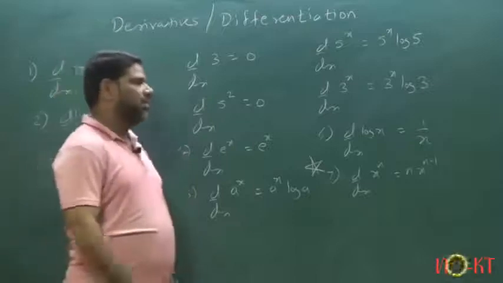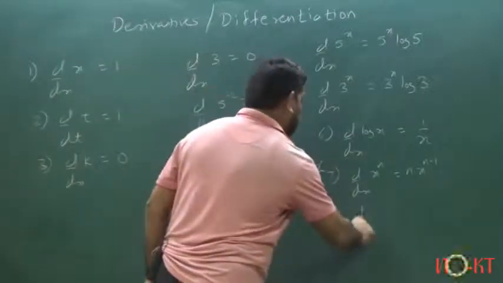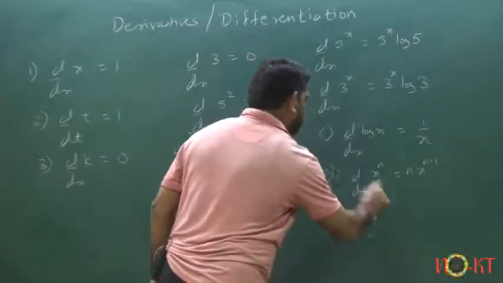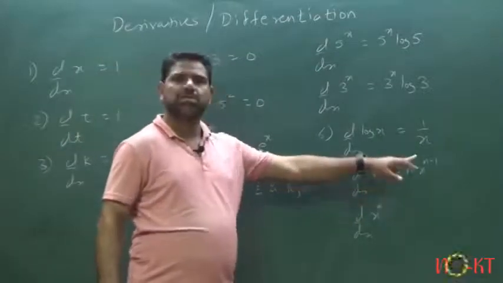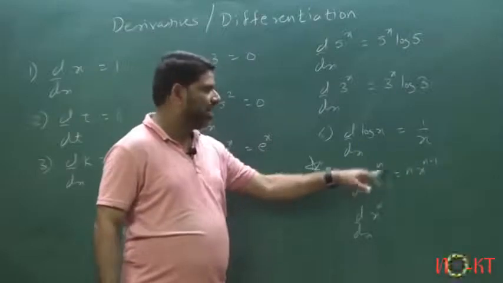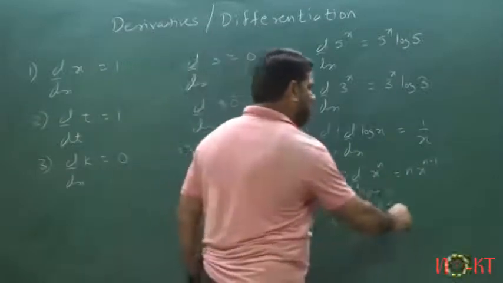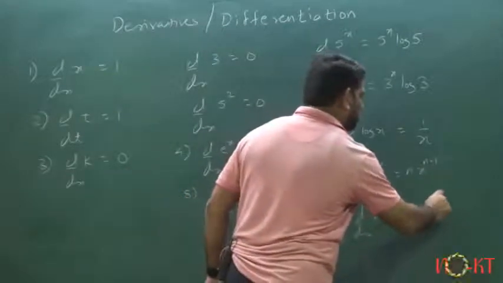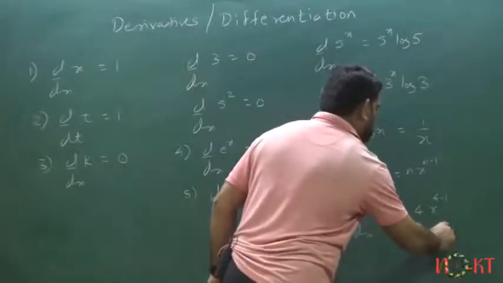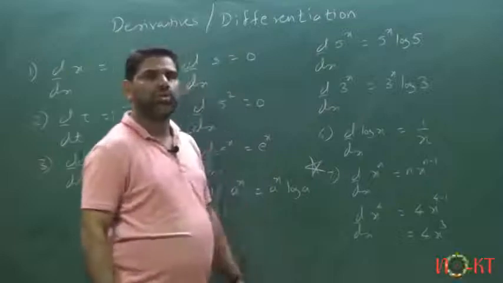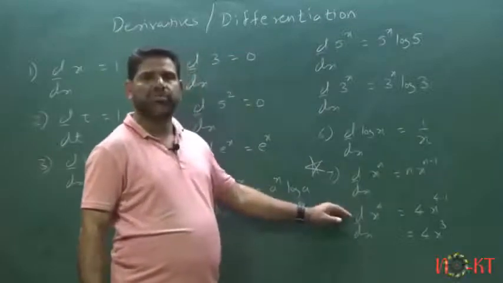Okay. Example of this again. If I tell you derivative d by dx of x raised to 4. Okay. X raised to n, the formula was n x raised to n minus 1. X raised to 4, n is 4 now. So your formula will be 4 into x raised to 4 minus 1. And that means 4 into x raised to 3. So this is your answer for derivative of x raised to 4.